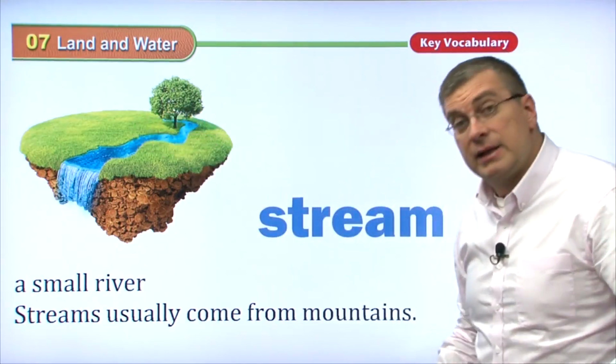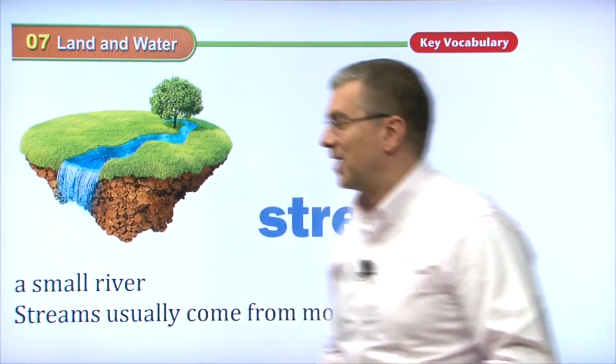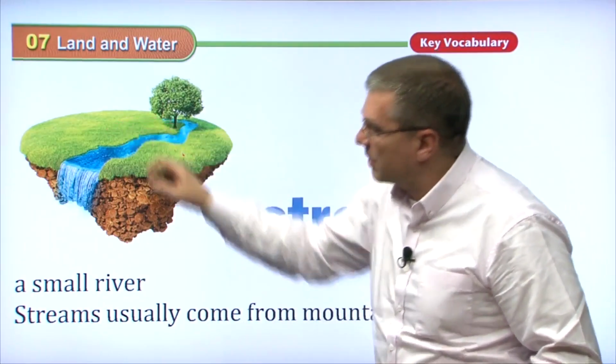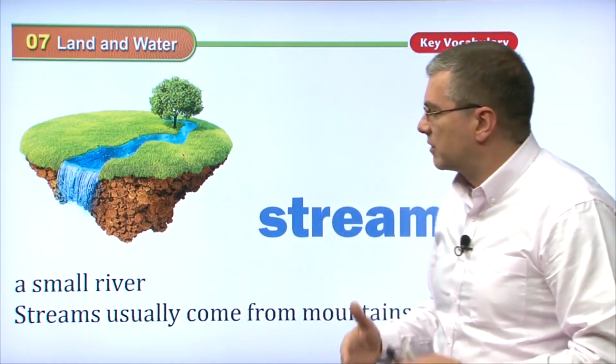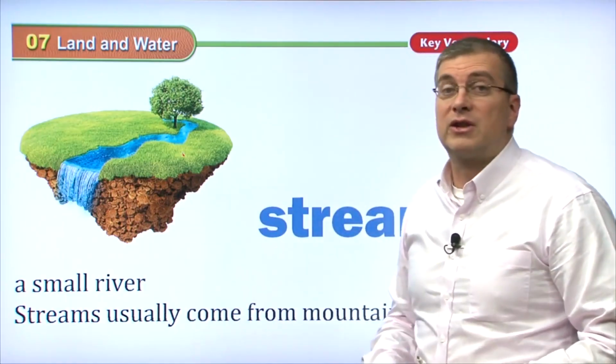You could probably step across a stream, right? You could probably step from one side to the other. But some streams are a little bit wider, you can't step across. But a small river is, we call those streams.